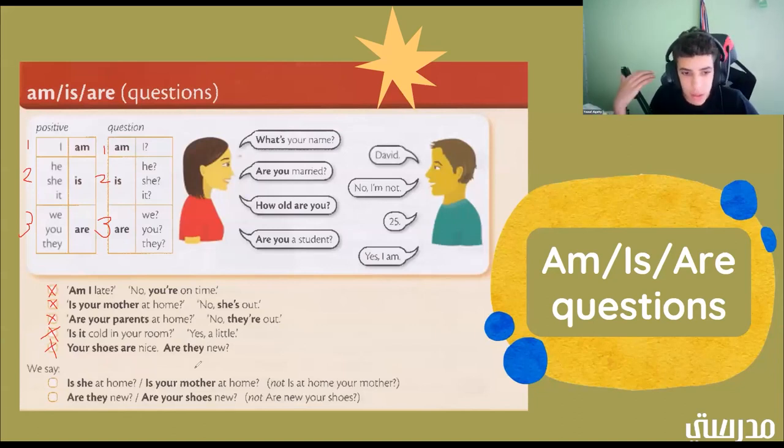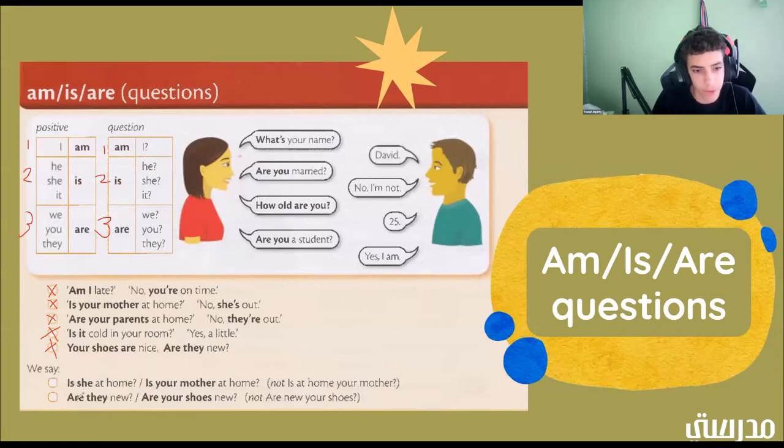So let's say you wanted to know if someone's mom was at home, or if someone was at home. You could say, is she at home? Or is your mother at home? But you would not say, is at home your mother? It would not make sense.